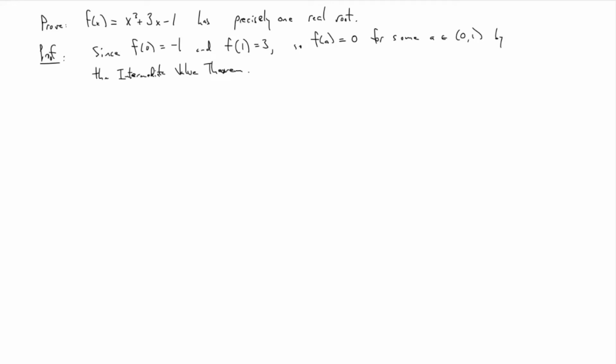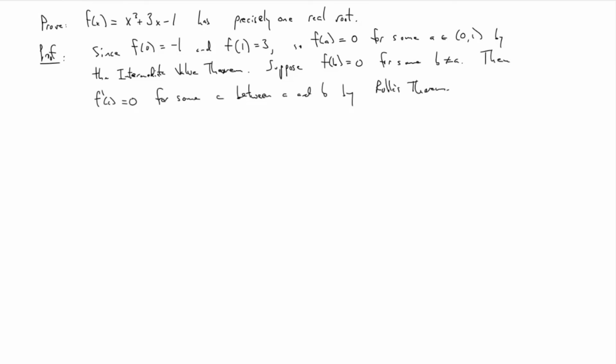Now we have to show that it doesn't have more than one real root. All right, suppose that's not the case. Suppose that f of b is equal to 0 for some value of b different from a. Well, then we have f of a equals f of b. f is a continuous function over all the real numbers, so certainly on the closed interval from a to b, or b to a, depending on which one is smaller. It's differentiable from a to b, or b to a, again. And so Rolle's theorem tells us that there's some point c between a and b where the derivative is equal to 0. But the derivative is 3x squared plus 3.